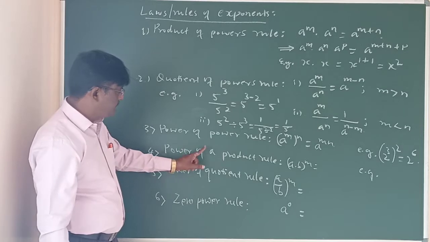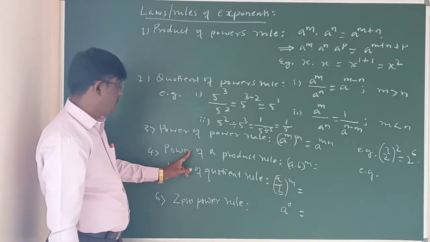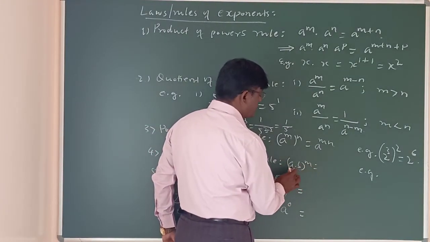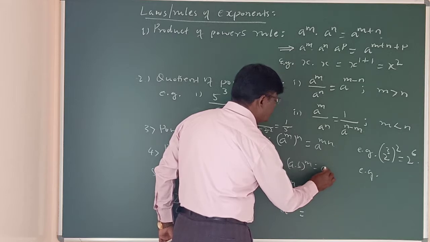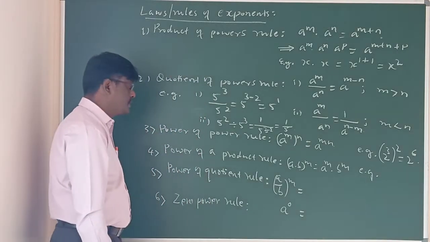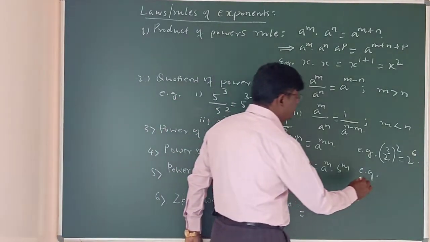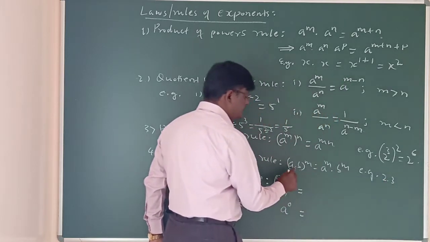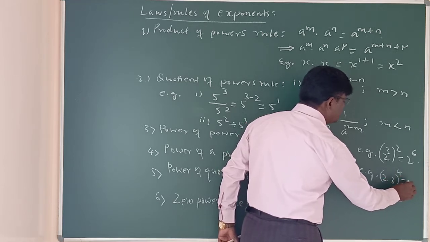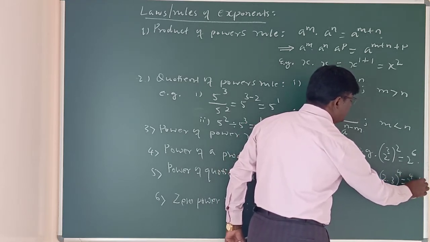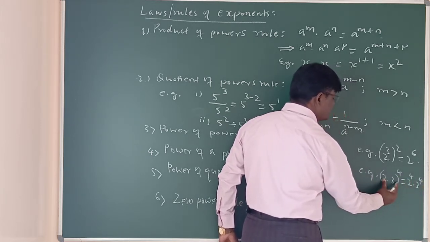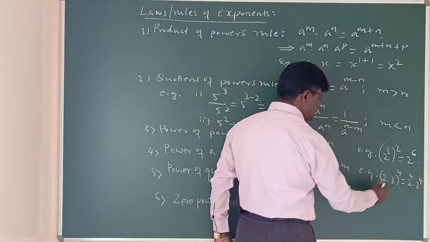Next, the power of a product rule. A into b whole power m equals a power m into b power m. Okay. Example, 2 into 3. See here, 2 different bases. If the powers are same, say 4, then we write 2 power 4, 3 power 4, or if it is 2 power 4, 3 power 4, then this can be written in the form 2 into 3 whole power 4.